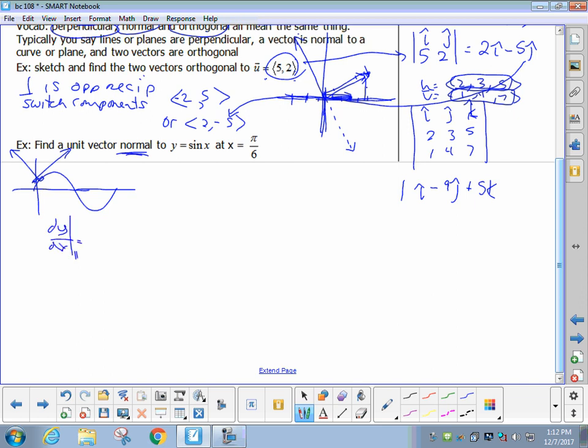I want cosine of pi over 6, which is root 3 over 2, yeah? Broken into components, that would be 2 root 3. Now, is that the normal vector or the tangent vector? That's the tangent vector. What's the normal vector? Negative root 3, comma 2. You switch and negate one for the normal. Either one. Okay?